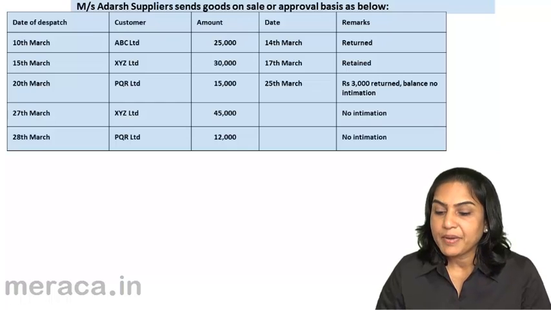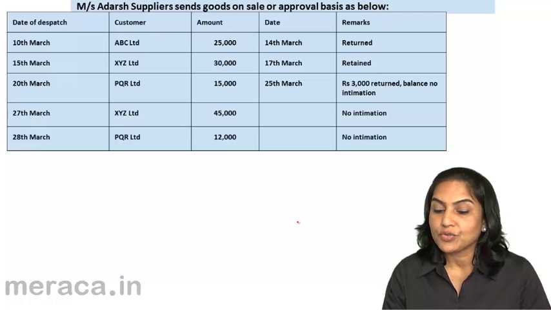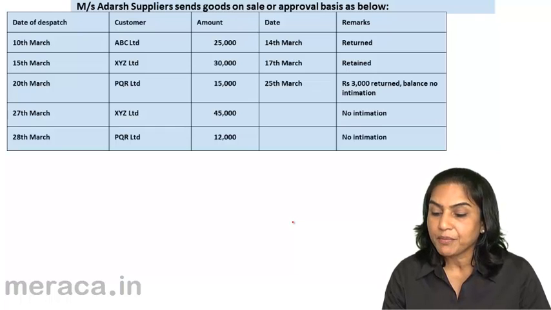Another example: Messrs. Adarsh Suppliers sends goods on sale or approval basis as below. On 10th March, the customer was ABC Limited, an amount of 25,000, and on 14th March, all these goods were returned. On 15th March, XYZ Limited goods were sent to him for 30,000 and these were retained by him. He gave his approval on 17th March.